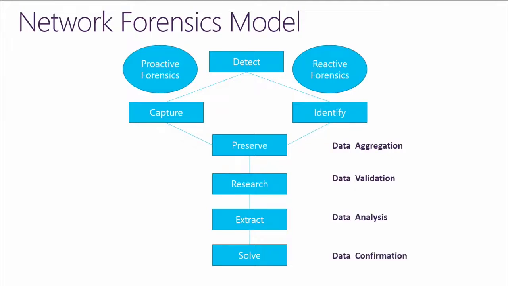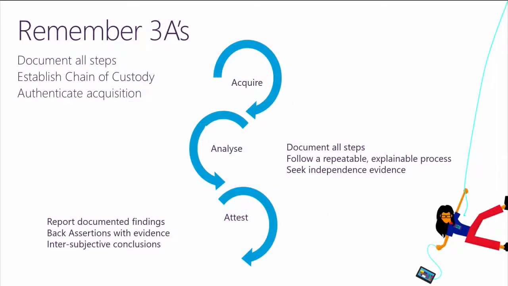This will give us data aggregation, validation, analysis, and confirmation. But there is 3A, which I want you to remember, dear MBA students. You have to document all your steps. First of all, acquire, analyze, attest. When you acquire, you have to document all the steps. You have to establish the COC, which is the chain of custody.